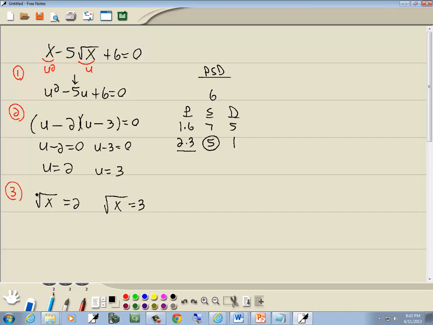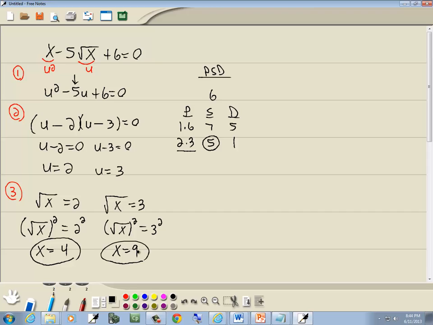Step 2, raise both sides to a power equal to the index. The index is the number in the slot here, and if there isn't a number in the slot, it's by default 2, because it's square root. So we'll square both sides. Now, when your index matches the power, they cancel each other and leave you what's inside the radical. So we got x, and 2 squared gives us 4. Maybe that's our answer. We'll come back to that. And on this one, we'll square both sides again. And that gives us x equals 9, maybe.